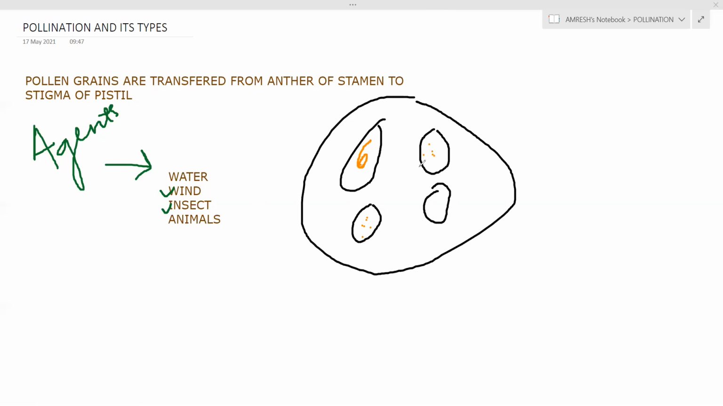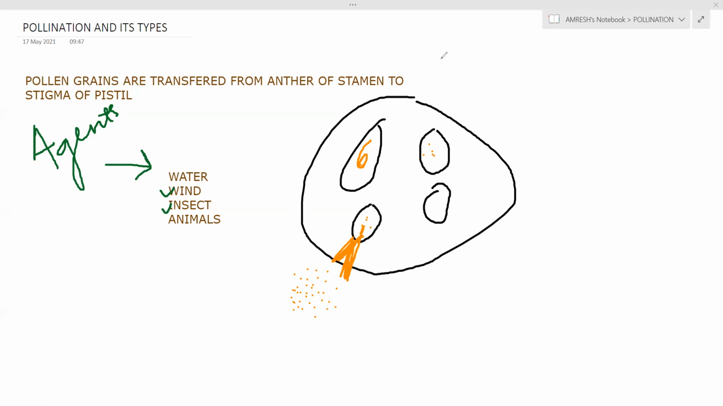How will the pollen grains come out? The pollen grains will grow in size and the anther opens and the pollen is released. Dehiscence occurs. The term is called dehiscence, but you don't have that word in your course. Just for your knowledge, the anther matures, splits, and pollen grains are released. So this is how pollen grains are produced.